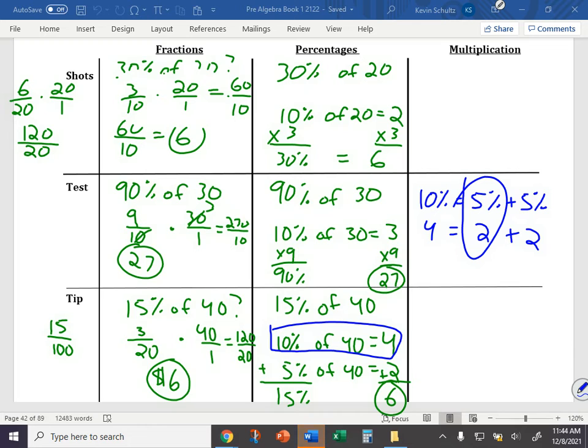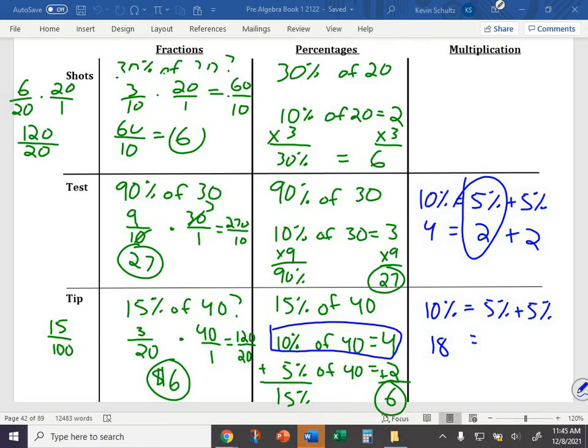Okay? Let's say, different example here. Let's say that we knew that 10% was equal to 18. Right? 10% is 5% plus 5%. What would each of those 5% have to equal?